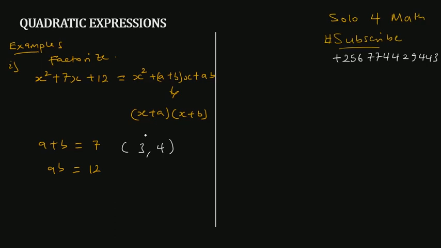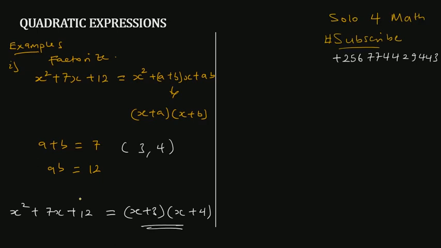So it means that my x squared plus 7x plus 12 equals (x + 3) into (x + 4).